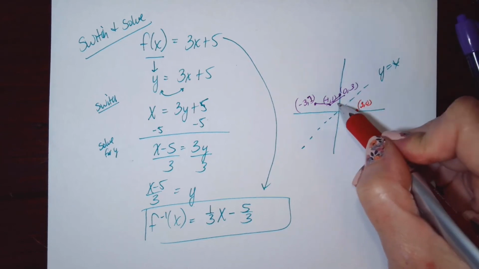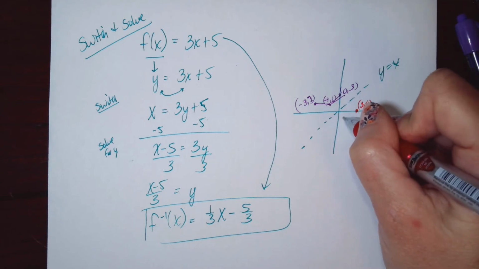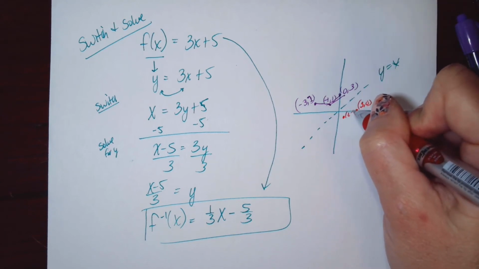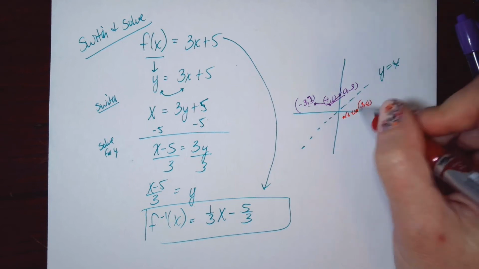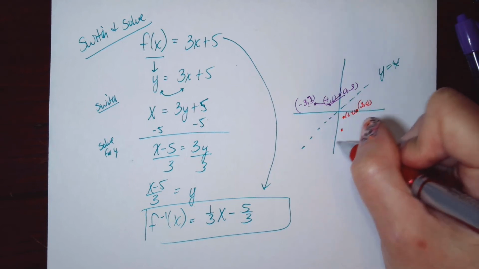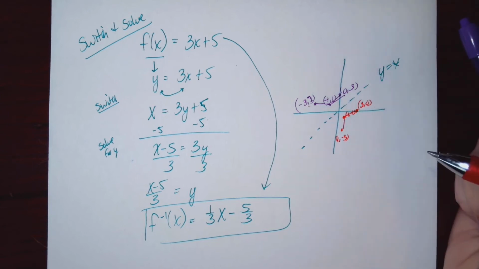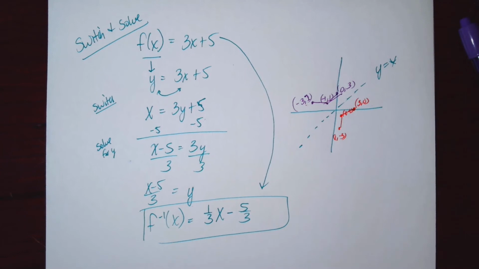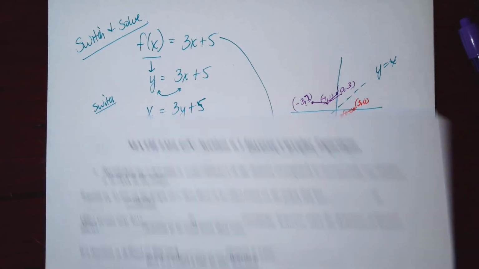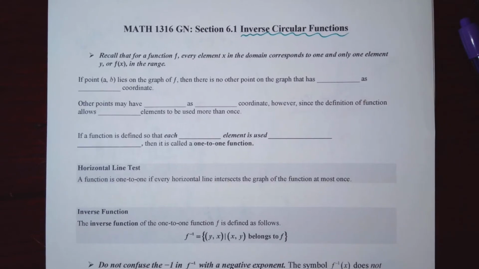My point negative 1, 1 becomes 1, negative 1. And my point negative 3, 1 becomes 1, negative 3. I literally switch the domain and range. The x and the y value switch places. So that's how inverse functions work. Now, back to our notes for today.